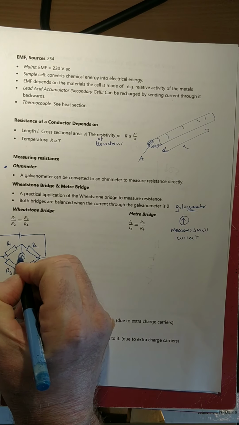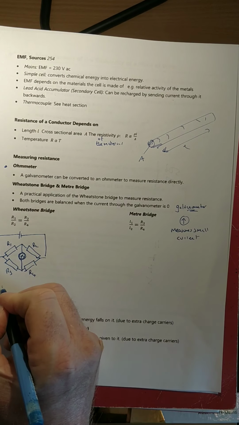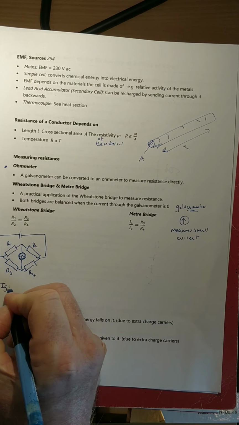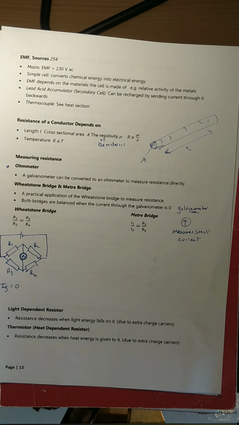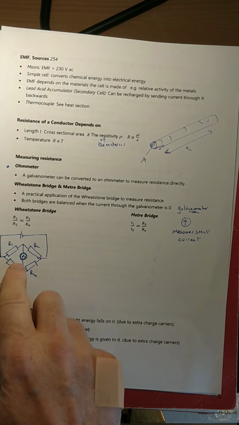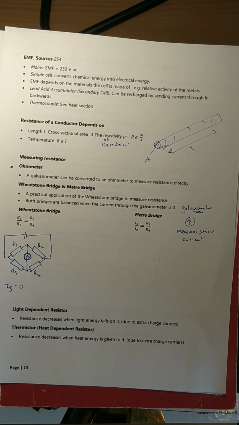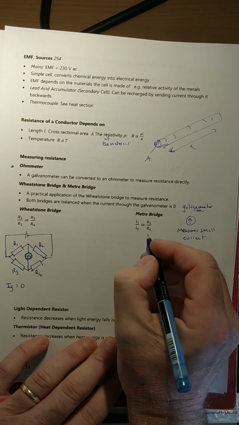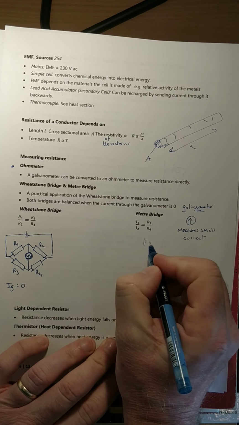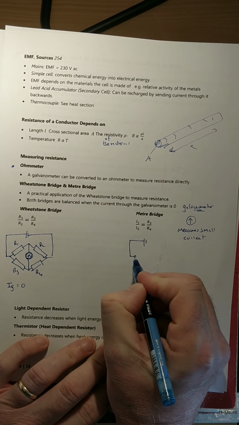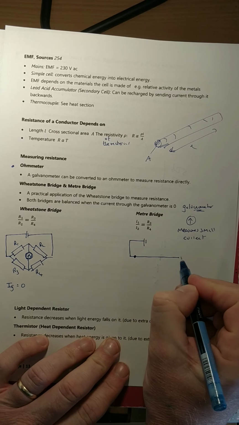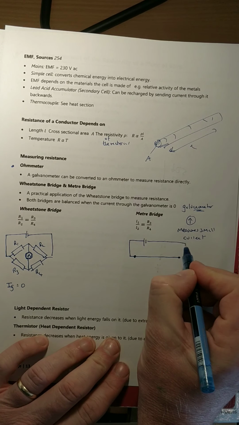And if it's balanced, if the current going through the galvanometer is equal to 0, R1 over R2 is equal to R3 over R4. And if you know three of the resistances, you can find the fourth. But it's quite messy, because you need to have a whole lot of resistances. So the meter bridge solves that problem in that we turn the top two resistors into one length of resistance wire. It's a bit like what we do with the potentiometer, really.